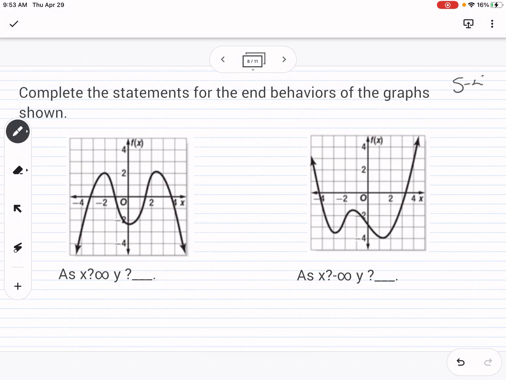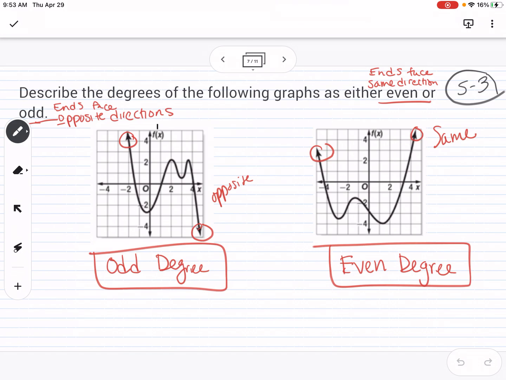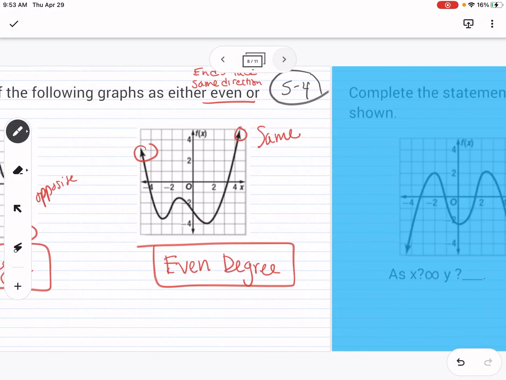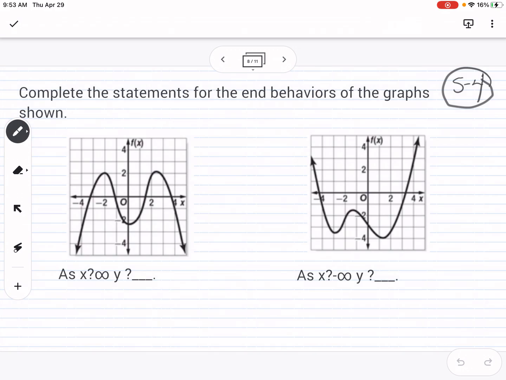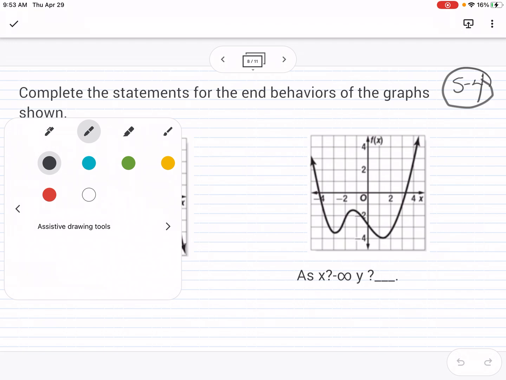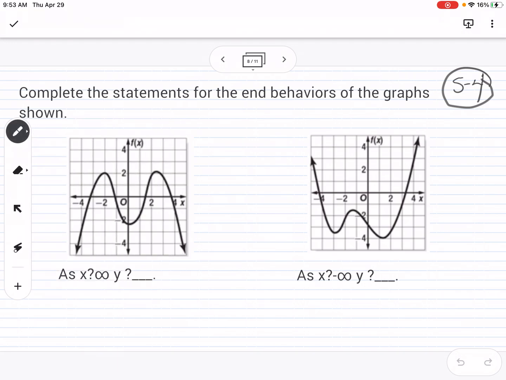In 5.4, sorry, this was over 5.4 as well. In 5.4, we also learned about end behavior. Let me fix how this looks. This should say as x approaches infinity, y approaches blank. As x approaches negative infinity, y approaches blank.